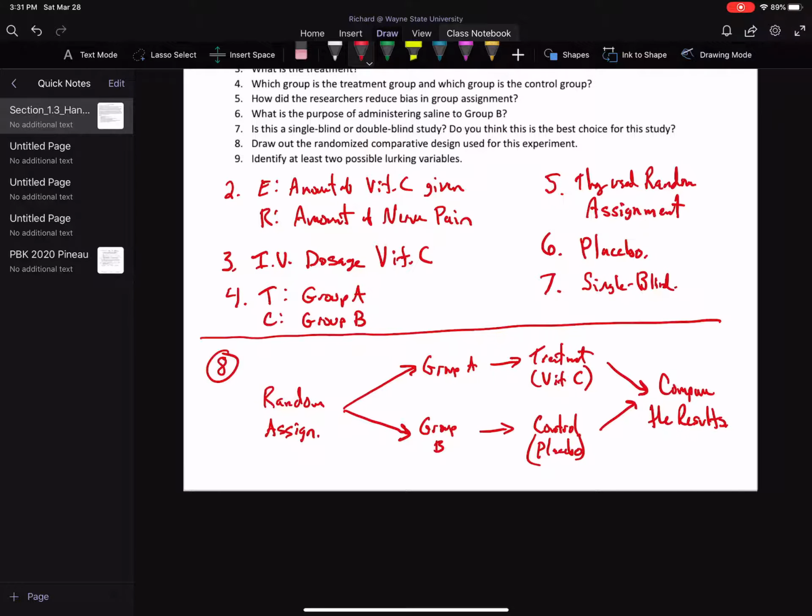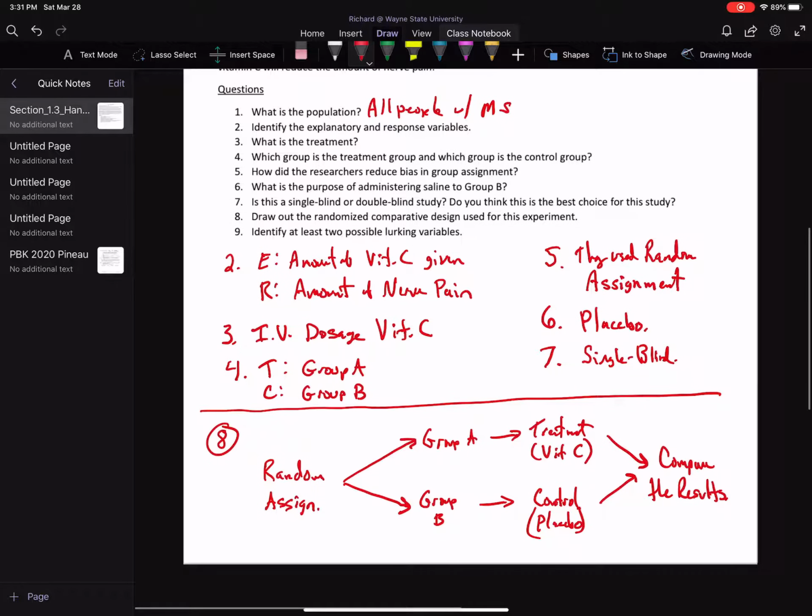Now, number 9 asks for lurking variables. I think we talked about variables in the other video when we introduced the problem. So, are there other things that could impact the results of this particular experiment? And the answer is sure, absolutely. One of them could be a person's diet. Are people in the experiment following a certain diet? If not, maybe the type of foods is reacting with the amount of vitamin C. That can certainly cause an issue. So the type of diet, there's one.